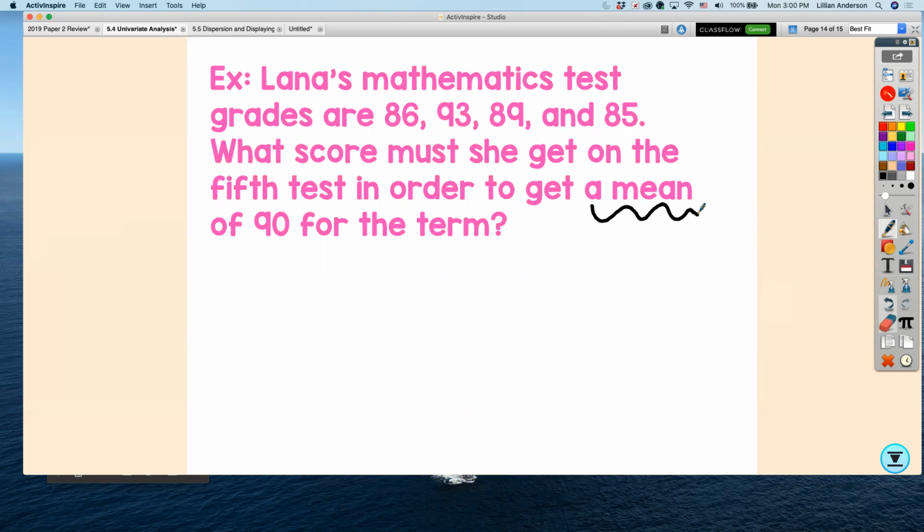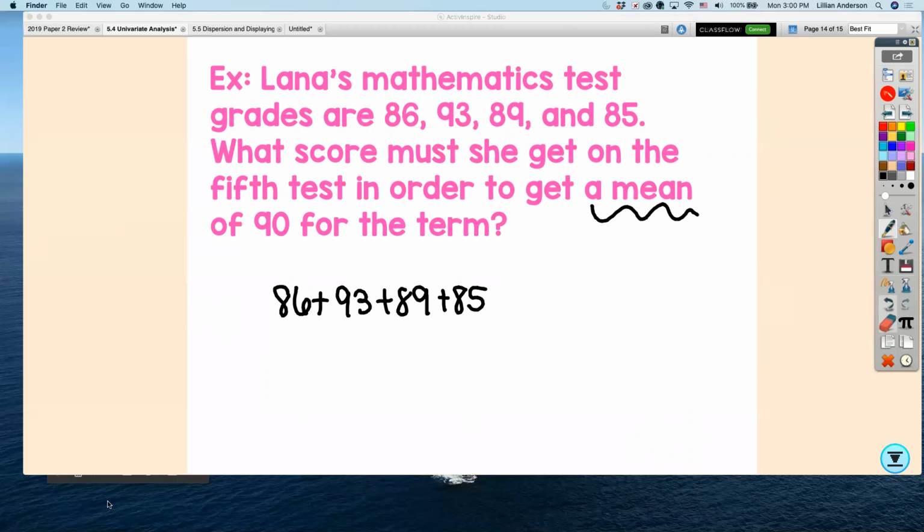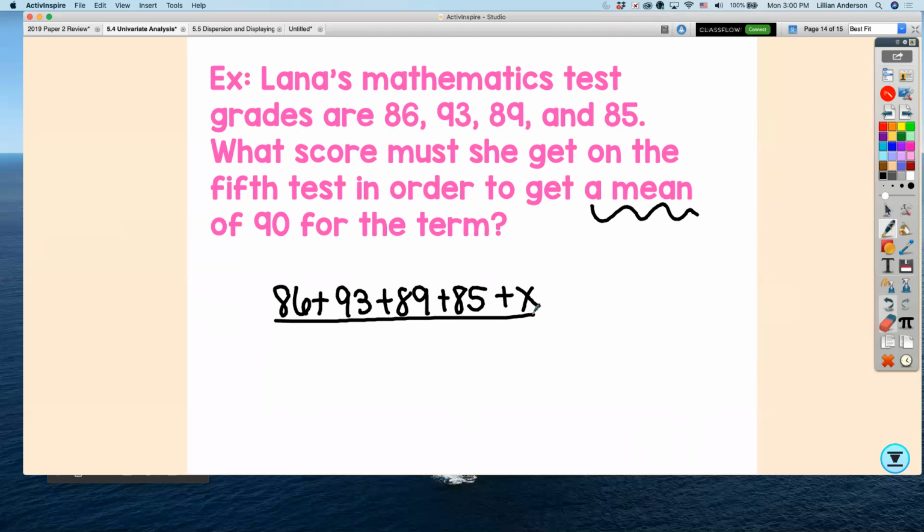Okay, so I added my scores, right? 86, 93, 89, and 85. She's trying to figure out what she must get on the 5th test in order to get a mean of 90. So I have 4 tests here. I don't know the 5th test. But if I add that 5th test, whatever it is, and divide by how many? 5, I should get an average of 90. So this is exactly how you would set the problem up to find what X would have to be. Go ahead and solve this one out.